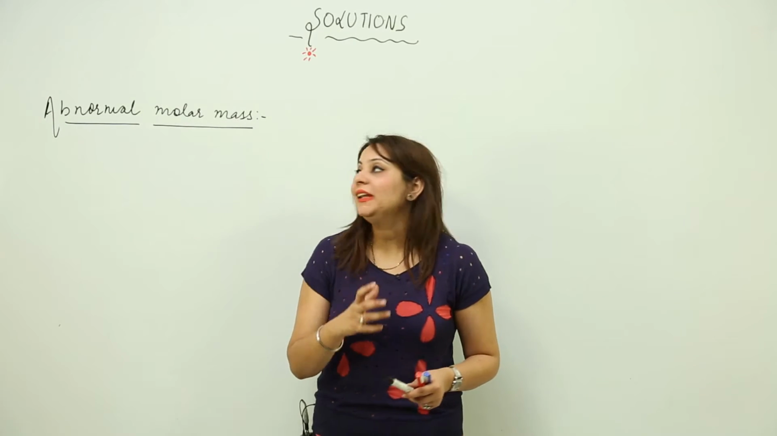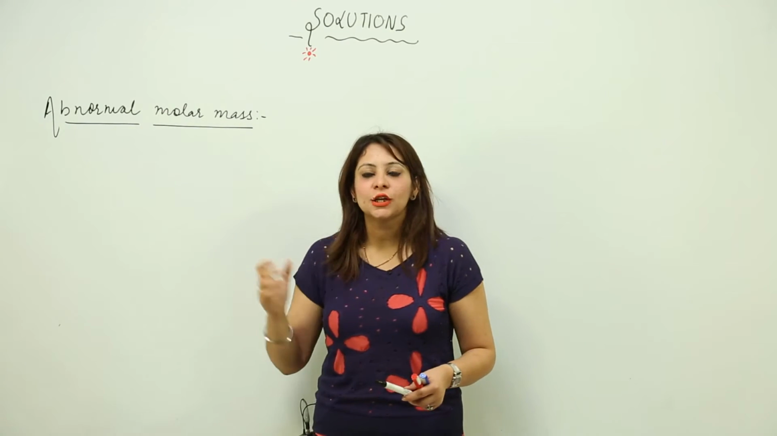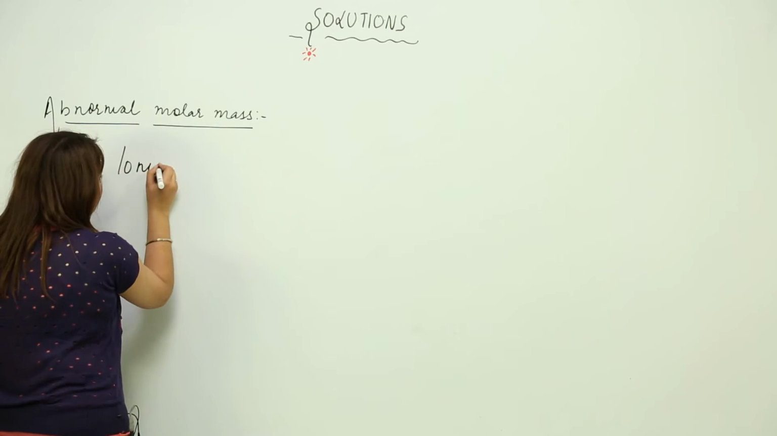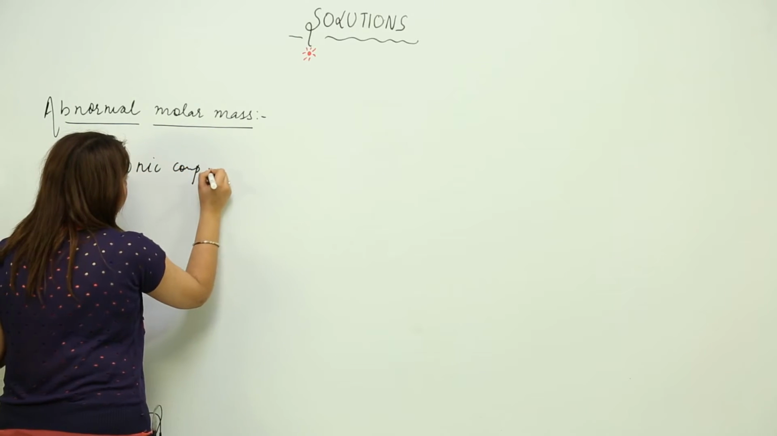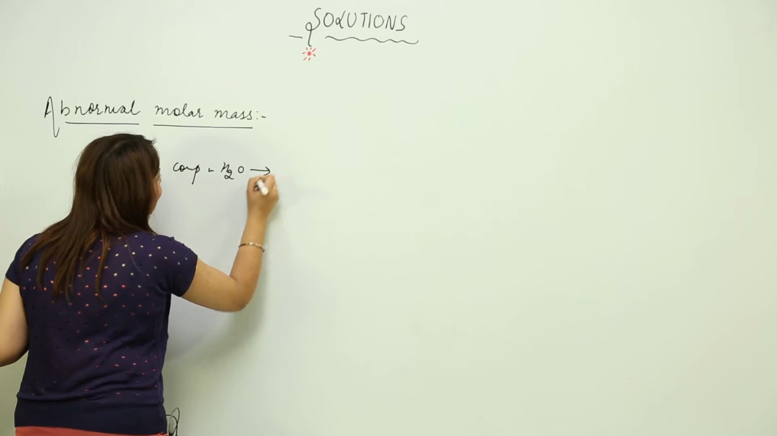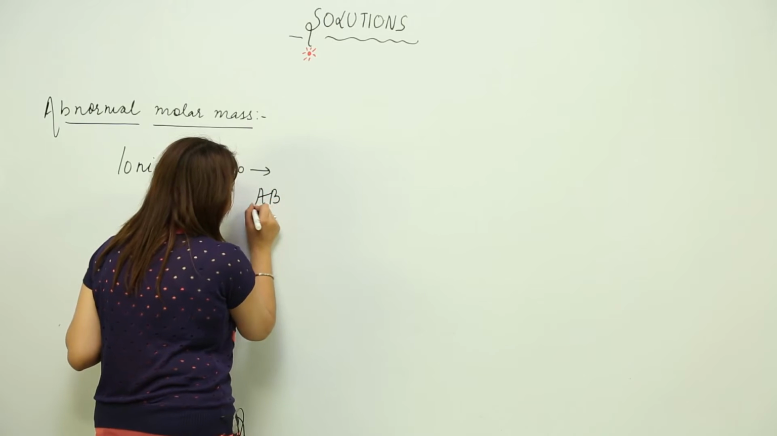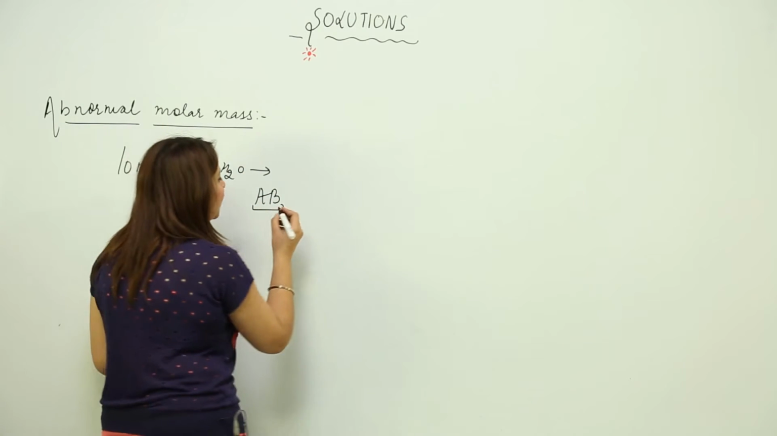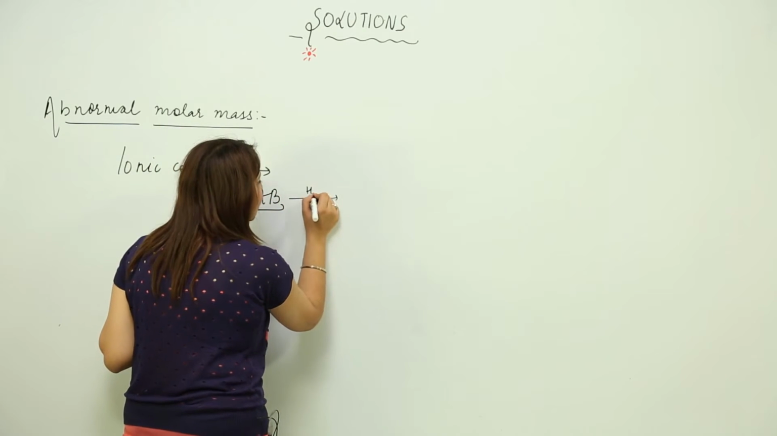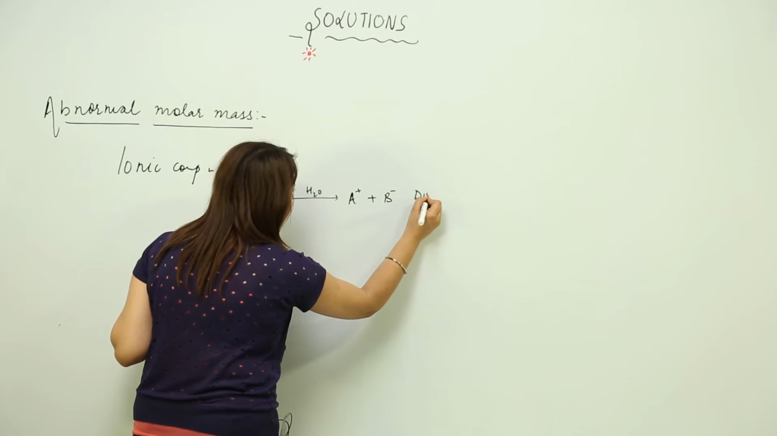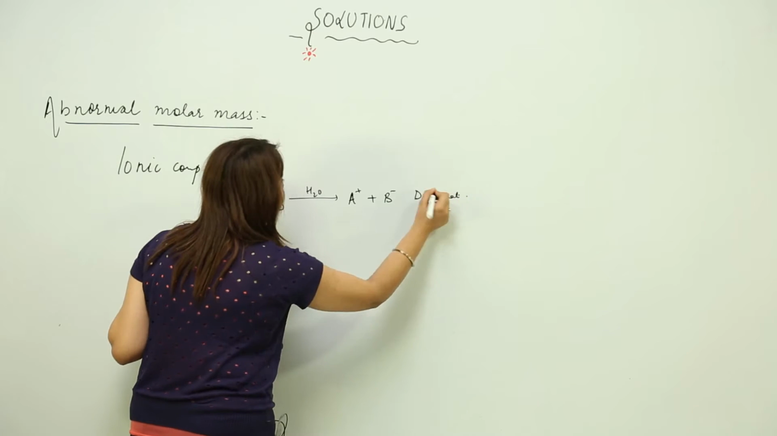Now we have the topic that is the abnormal molar mass. What happens? When some ionic compound is dissolved in water, we get to see that it breaks. Suppose I take an example AB as my ionic compound. Sometimes when we dissolve it in water, it gets dissociated into ions. So that means the dissociation may occur, right.